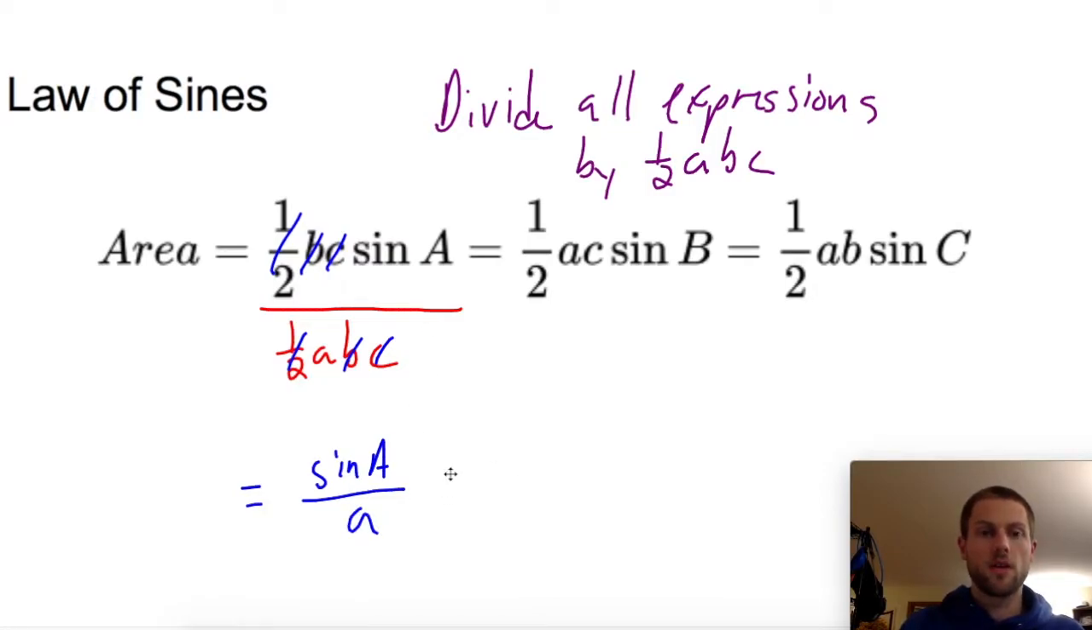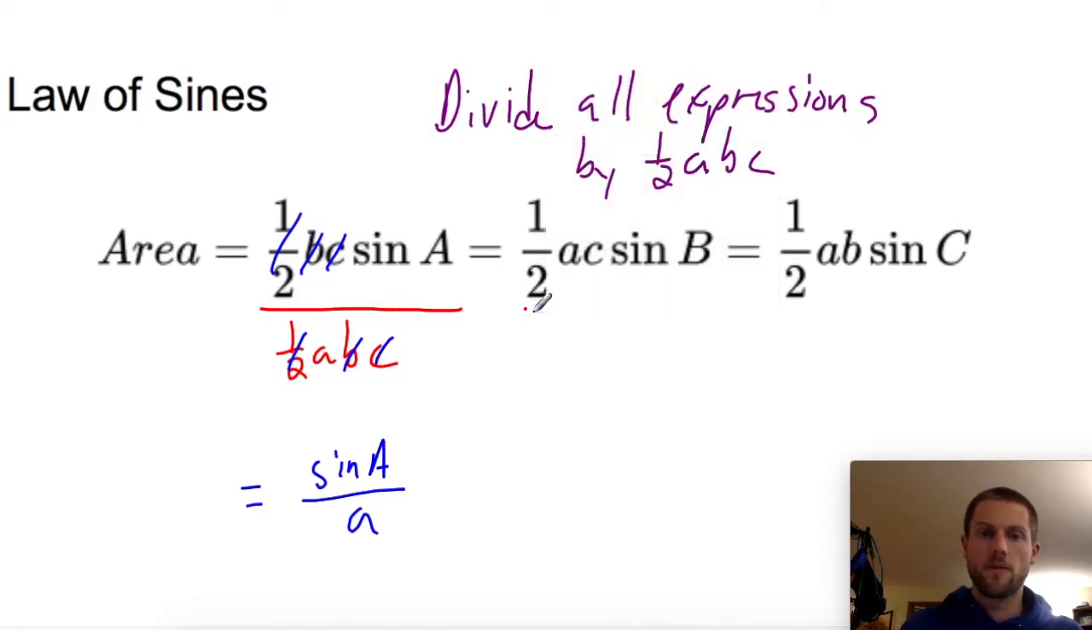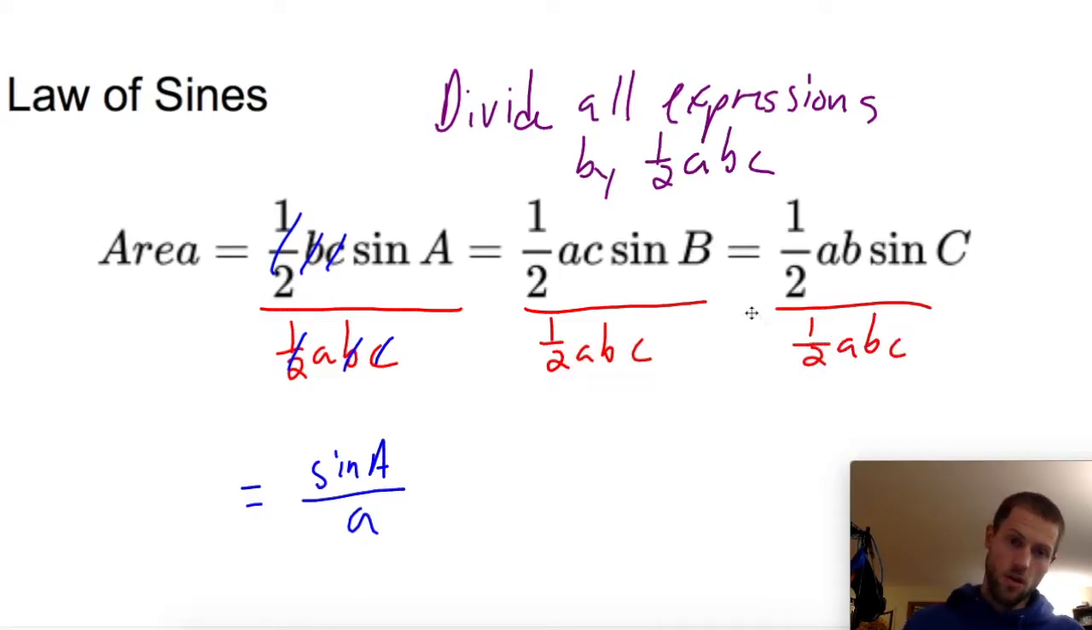What I can also do is divide this other expression by 1/2 a, b, c, and I can also divide this one by 1/2 a, b, c. One thing to note is that this doesn't equal the area anymore, because the area is these equations. If I divide it by something, I'm not really looking at the area anymore. I'm creating a new equation that's algebraically equivalent, but not numerically equivalent. Anyways, let's get back to simplifying these expressions.